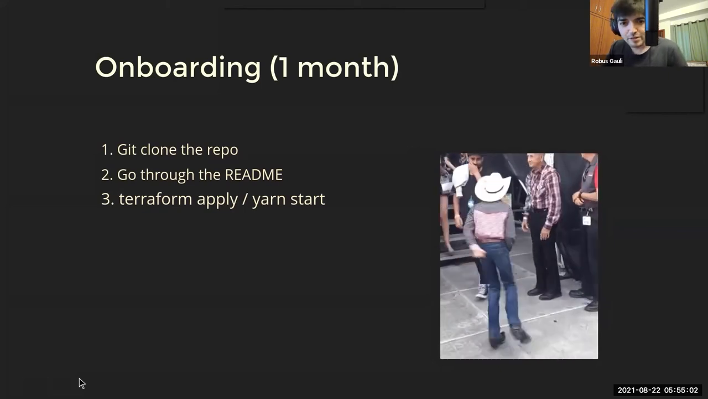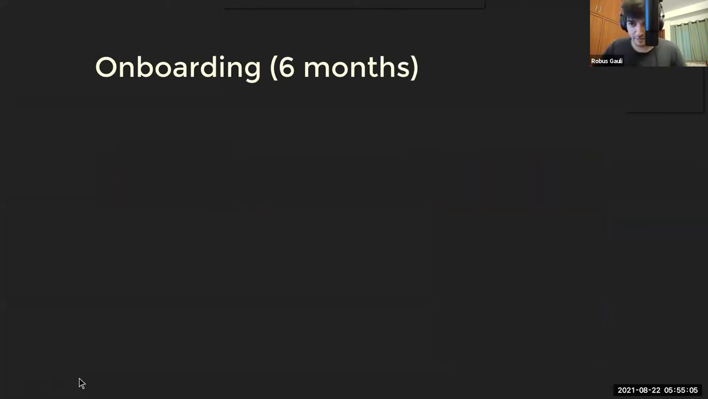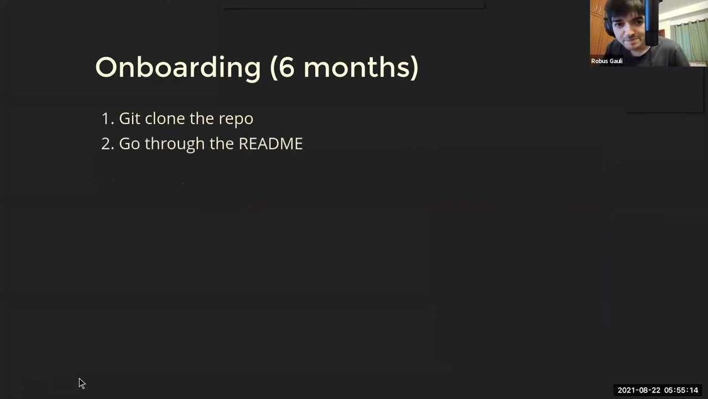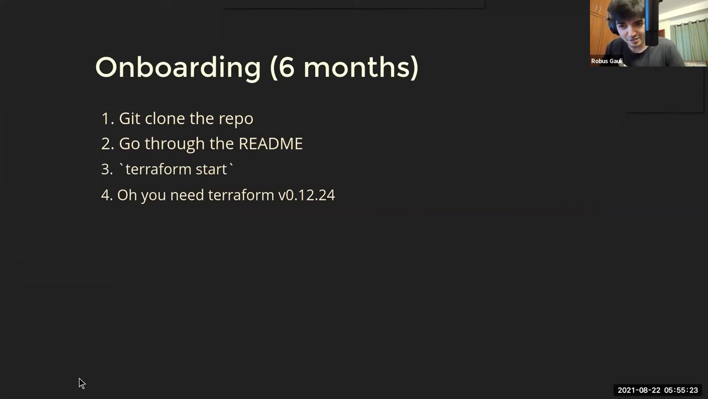Everything is shiny, happy. But what happens when you are six months into the project, and what does your onboarding process look like? You ask them to git clone the repo. You go through the readme. You ask them to terraform apply, and wait. Your tech lead asks you to download a specific version of Terraform, which is 4.12.24. And he also asks you to install a specific Yarn version, 1.32, right? So you end up installing YVM, another package manager for maintaining different Yarn versions, and you point to 1.32.